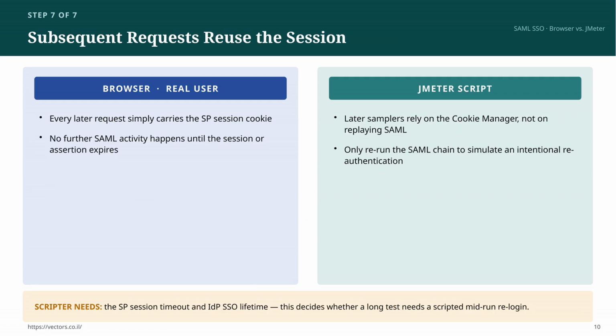From this point on, it's simple. Every subsequent request just carries the session cookie, and no more SAML activity happens until that session or the underlying assertion expires. JMeter behaves the same way. Later samplers just rely on the cookie manager.